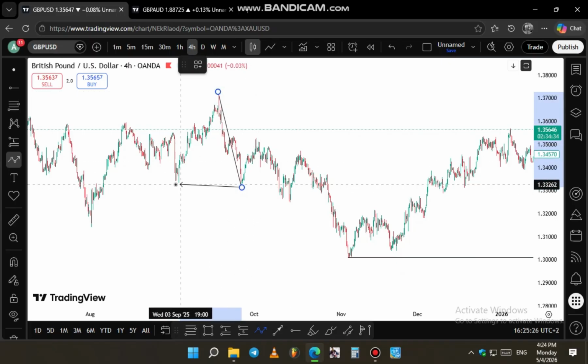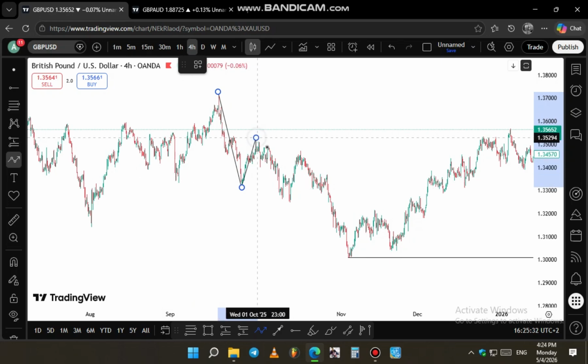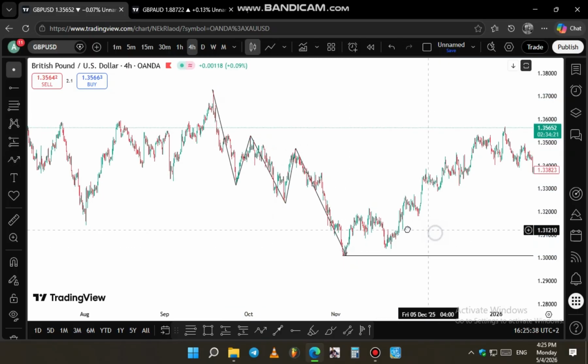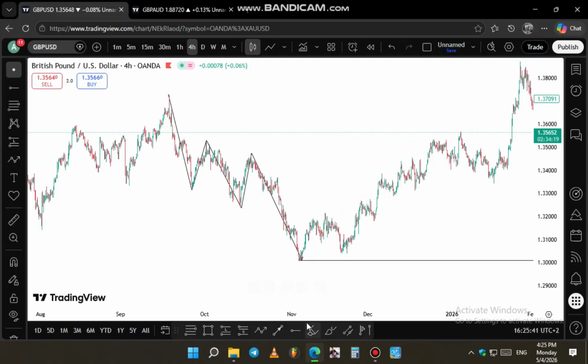As you can see, this was swept. Then this was my higher low, lower low, higher low, lower low. You see that? Yes, you can see that.